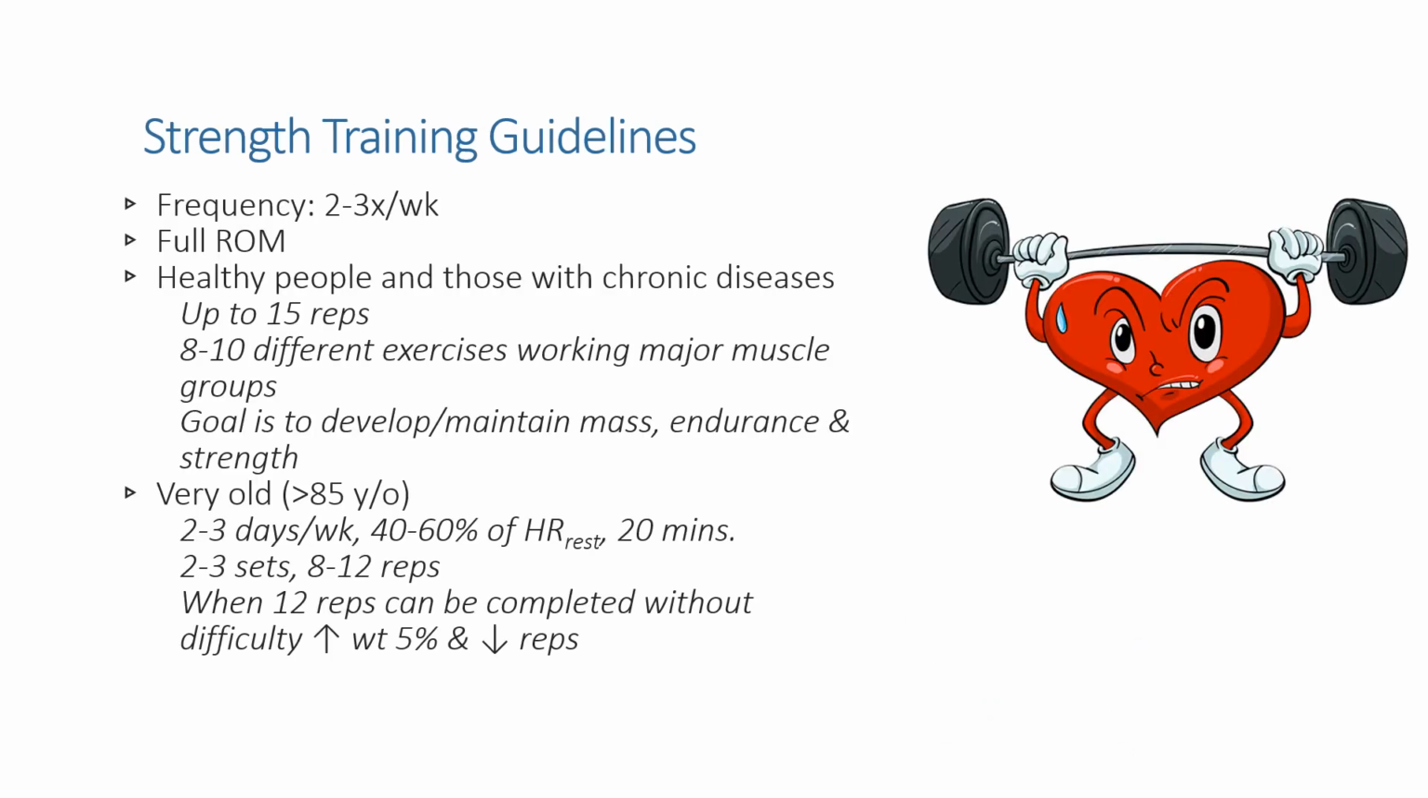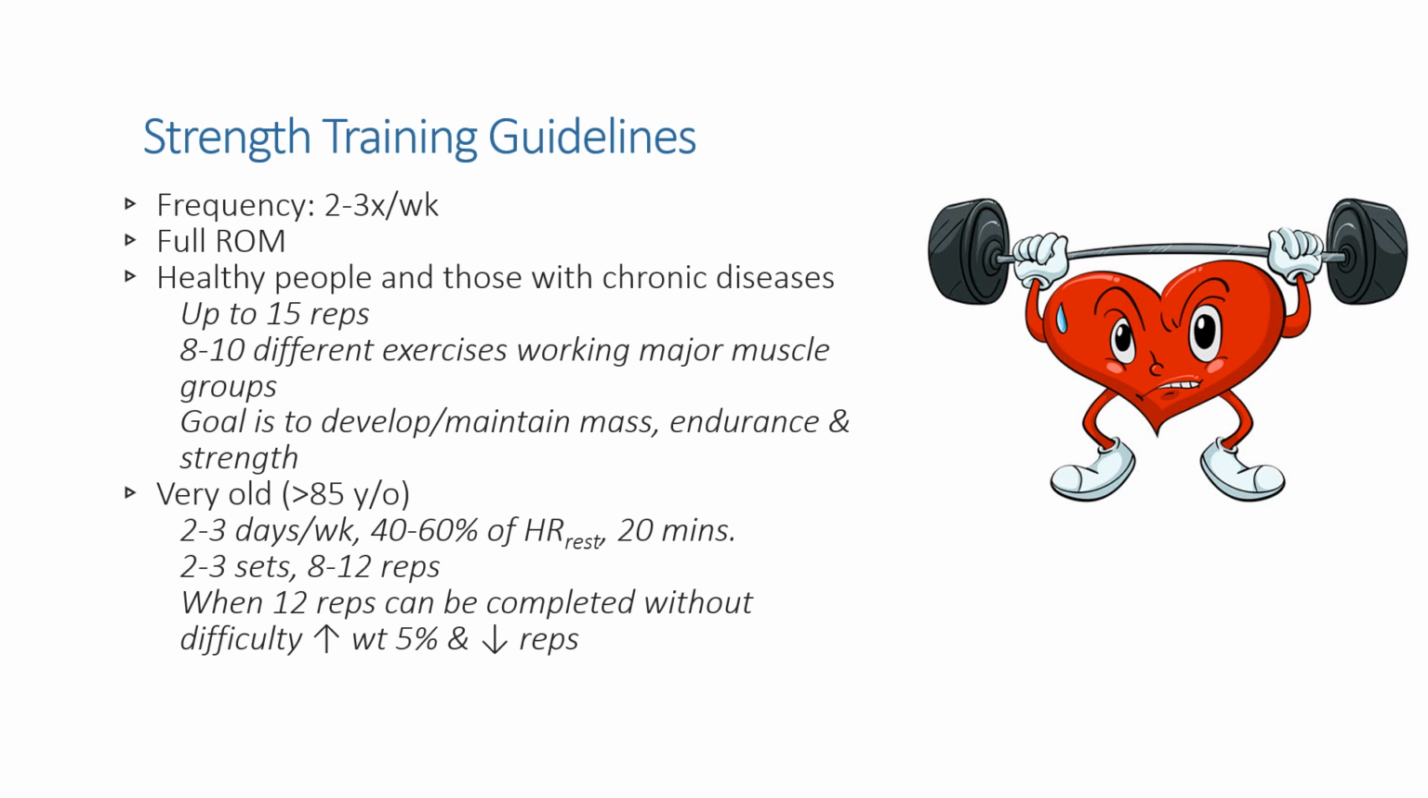Strength training guidelines. For healthy individuals and those with chronic diseases, the frequency should be 2 to 3 times per week. Perform exercises through full range of motion. Aim for up to 15 repetitions per set. Include 8 to 10 different exercises targeting major muscle groups. And adjust weight to develop and maintain muscle mass, endurance, and strength.